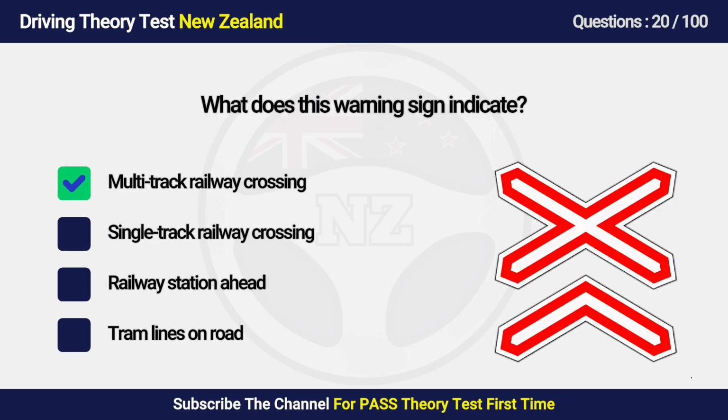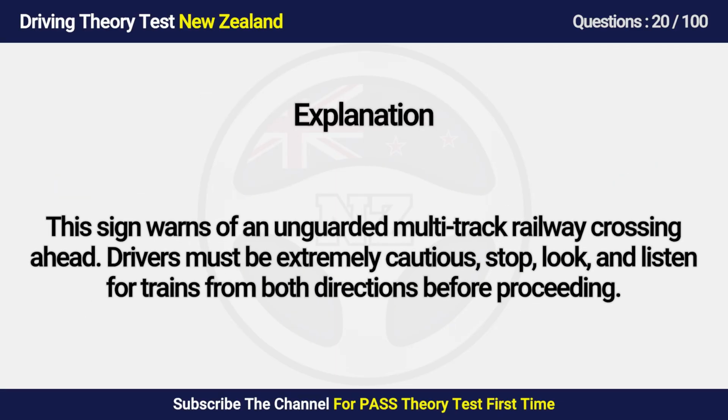Answers is A. Railway crossing. This sign warns of an unguarded railway crossing ahead. Drivers must be extremely cautious, stop, look, and listen for trains from both directions before proceeding.